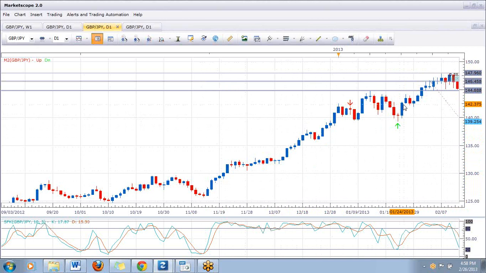Hence, from that 142 all the way to 147, that's a 500 pip profit in 1, 2, 3, 4, 5, 6, 7, 8, 10 trading business days. So if you're making 500 pips, the advantage of being a swing trader is less stress, less emotion. You're not looking at your screen all the time. You only look at it once a day.